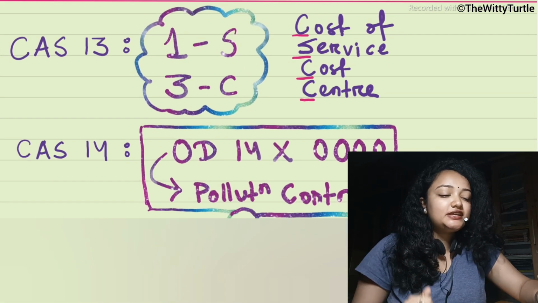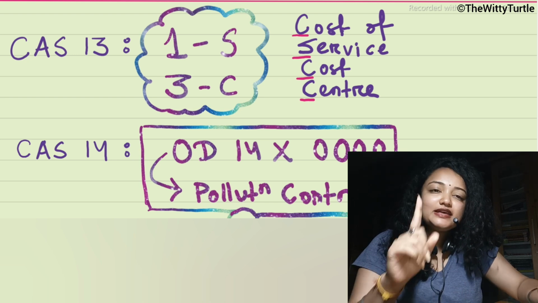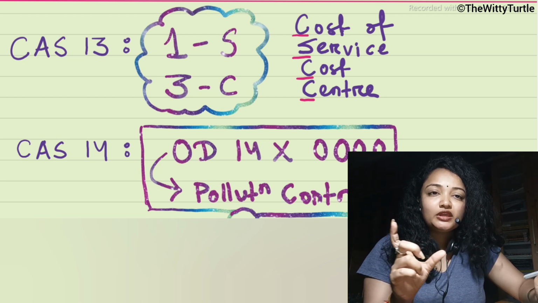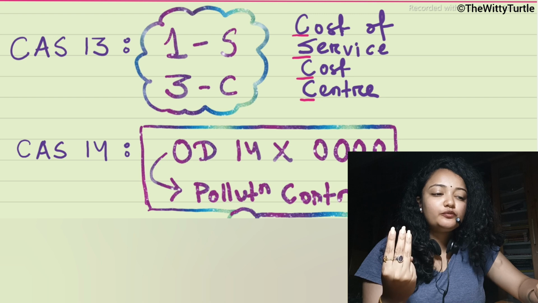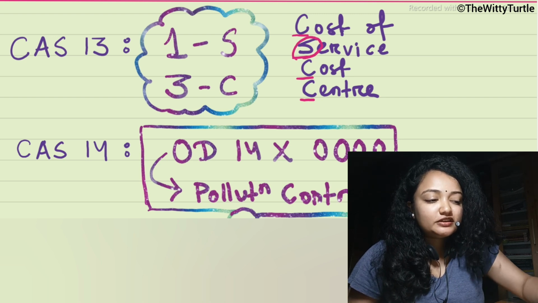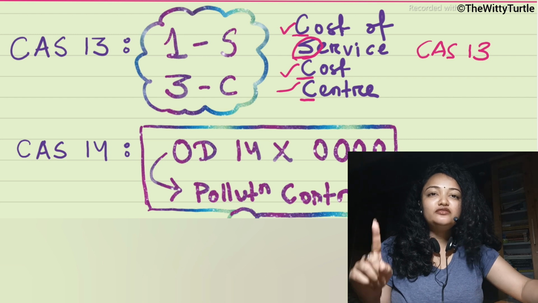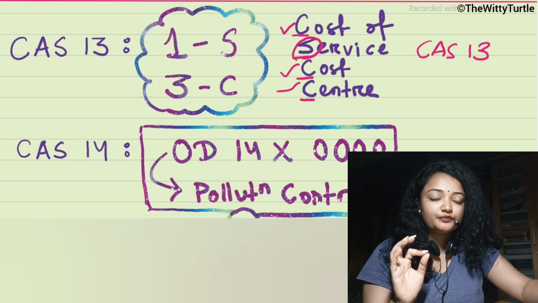So how do we remember it? 1 and 3, right? So 1 S comes in the name of cost accounting standard 13. There is only 1 S and 3 C's, right? So 1 3 is cost of service cost center. So there is 1 S and 3 C's. So this is your CAS 13, right? What was 12? Repairs and maintenance cost. What was 11? Administrative overheads, right?